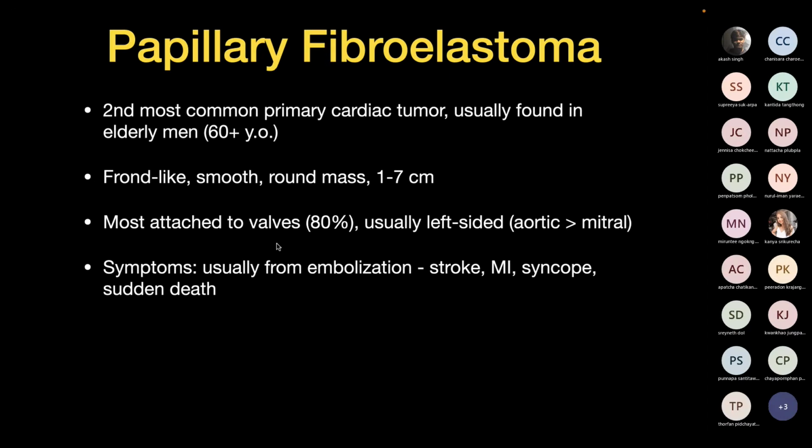It's usually attached to the valve, 80% of them, and it's usually on the left side, aortic valve more so than the mitral valve. This time, because it's on the aortic valve, it can travel easily into the brain because the aorta divides up into the carotid and it supplies the brain. The patient can have stroke, MI, or syncope, or sudden death if it's too large.